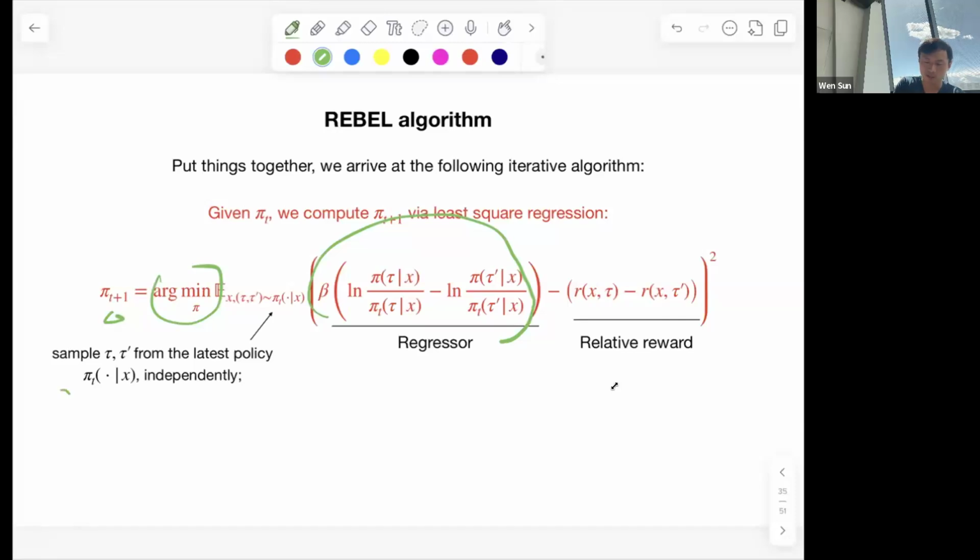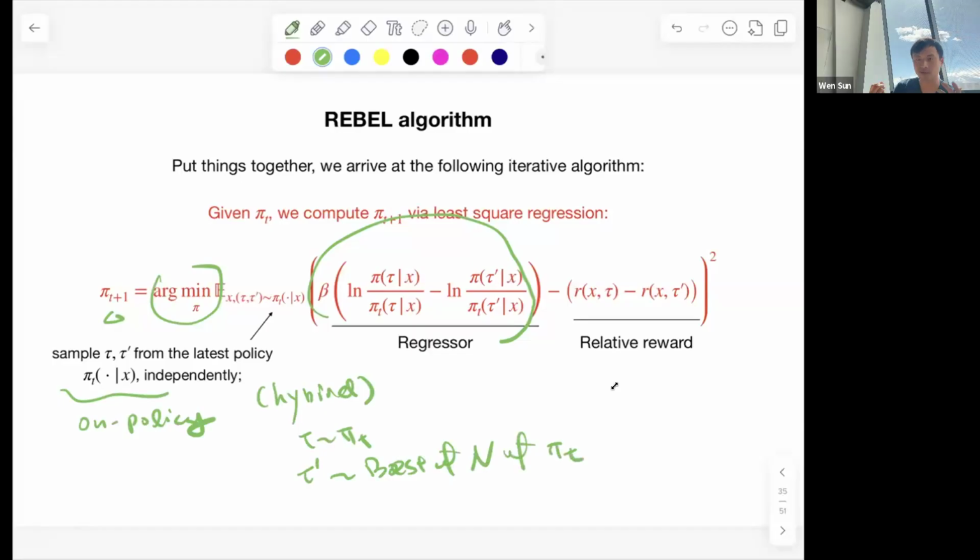Correct. This is in some sense an on-policy algorithm. We're trying to draw samples from the latest policy, but there is a lot of freedom in designing this distribution. For instance, you can do hybrid. You can draw tau from pi t, and you can draw tau prime from best of n of pi t. This is actually something that we did. You can do this because you have a reward function R of x, tau. You do best of n using your reward function R.